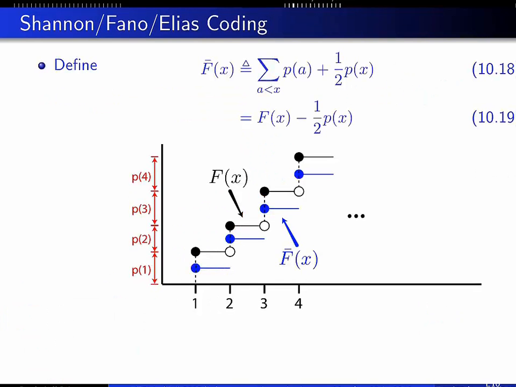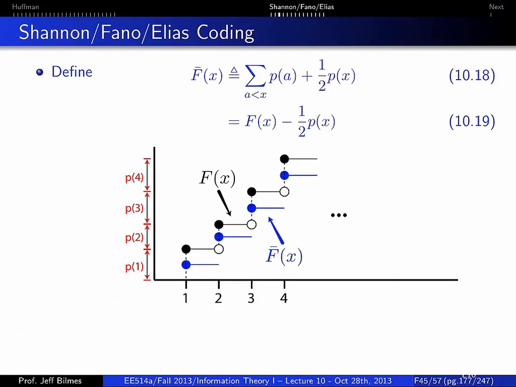So now what we're going to do is define f bar of x, which is basically summing up everything up until x. Before it was less than or equal to x, now it's less than x, and then we're taking the last one and only half of it. Another way you can write this is f of x minus 1 plus p of x over 2. The black curves are f of x, the thing that we saw before. The one we're just defining is f bar of x.